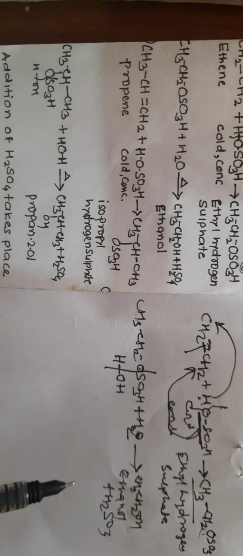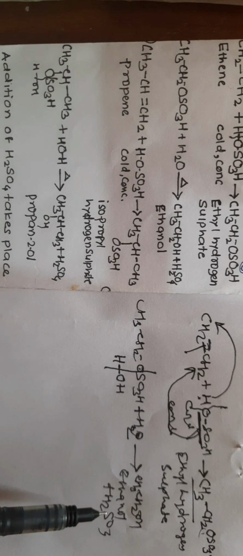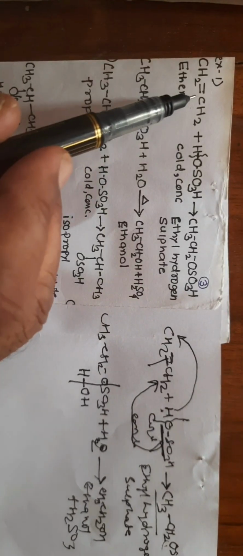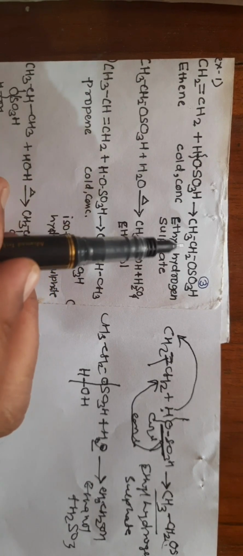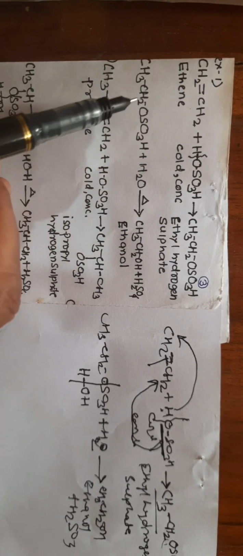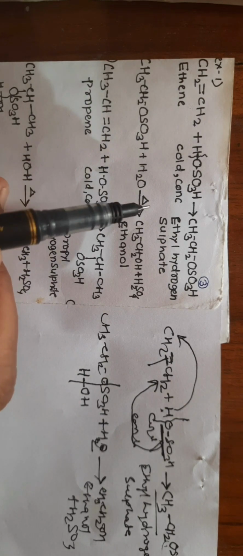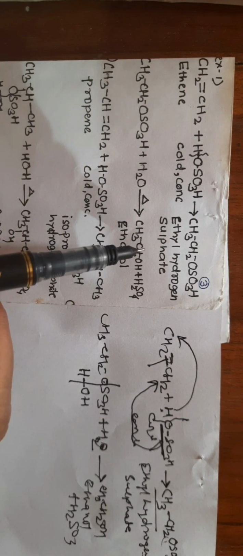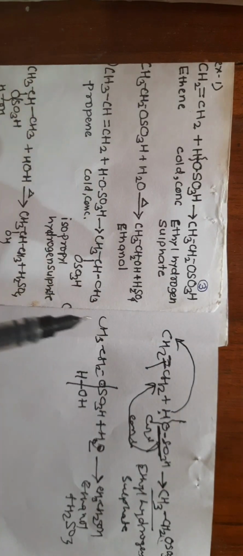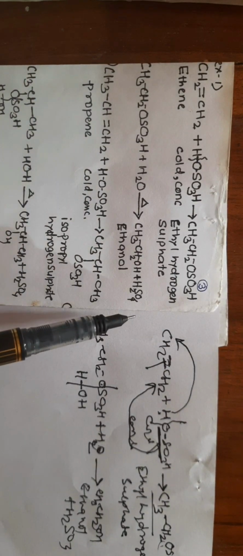Here now, you see again, ethyl hydrogen sulfate, and then ethanol, is obtained. The same reaction I have given here also. CH2 double bond CH2 plus SO3HOH gives CH3CH2OSO3H, ethyl hydrogen sulfate. This CH3CH2OSO3H plus H2O on heating with water gives CH3CH2OH, and H2SO4, that is sulfuric acid, is regenerated.